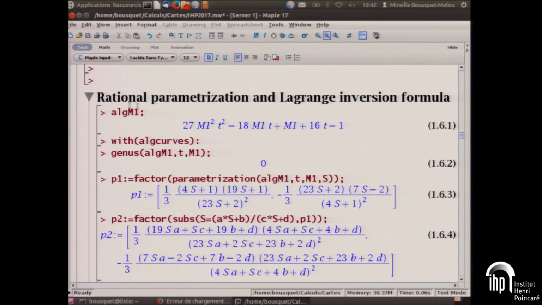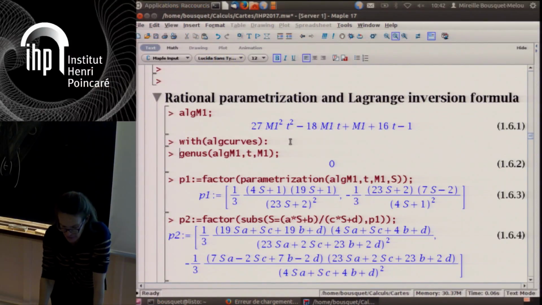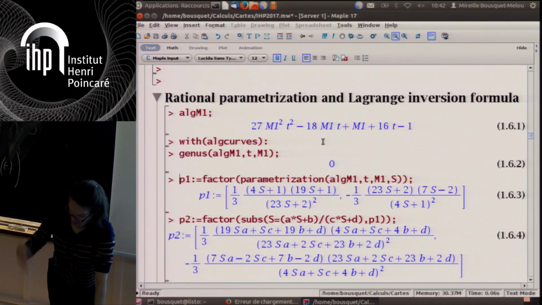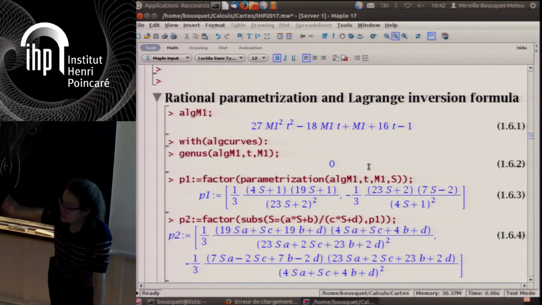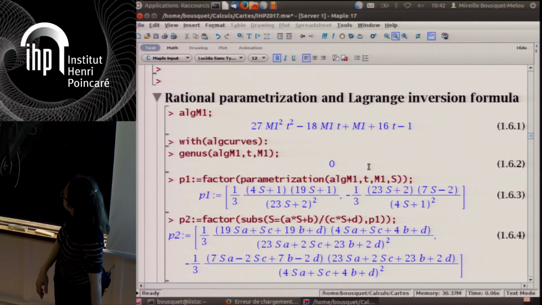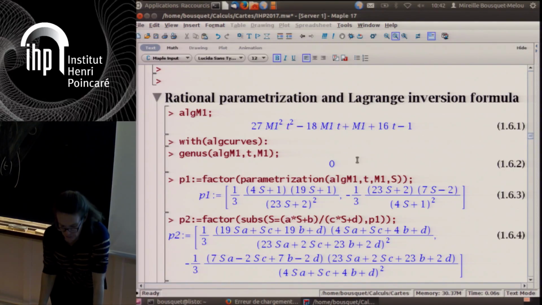OK, so here's my curve, which relates the variable t to the generating function of planar maps M1. So that's another package, algebraic curves. And I ask what the genus is, and it tells me that the genus of the curve is 0. So there must be some rational parametrization. And I'll be in a good state to apply this Lagrange inversion formula.